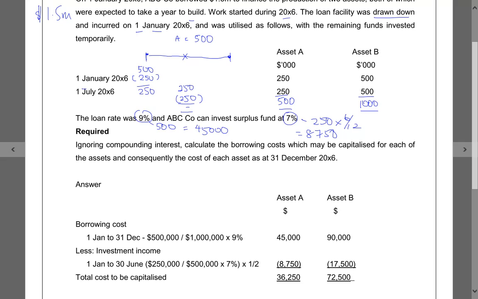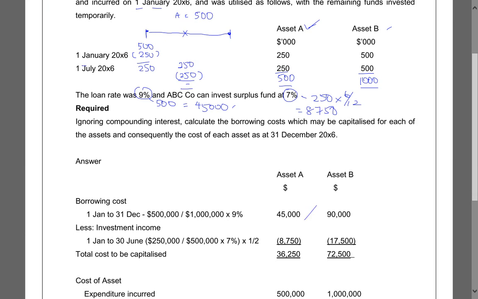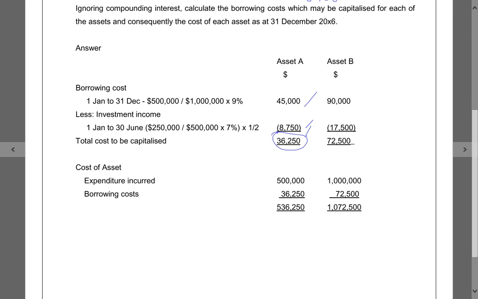So can I capitalize this net interest? Yes, if it's on a qualifying asset, A and B, now we focus on A. A is a qualifying asset, therefore the interest can be capitalized. Do we capitalize only 45 or net? Because it is a specific borrowed fund, the amount to be capitalized will be 45,000 minus the interest earned, therefore we capitalize 36. What is the value of this asset? 500,000, and the interest I capitalize is 36. Therefore, the asset is 536.